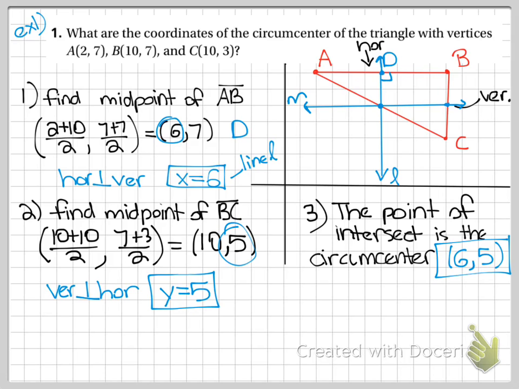Okay? So that's all we're going to do for today. We're not going to get into the concurrency for angle bisectors. We'll talk about that in class tomorrow, as well as doing a lot of problems like this where we're finding the circumcenter of triangles. See you then.